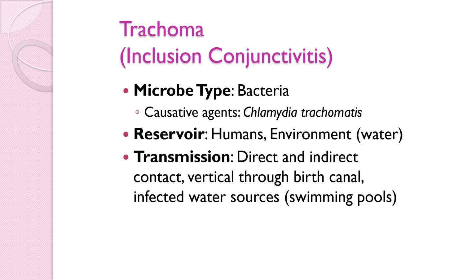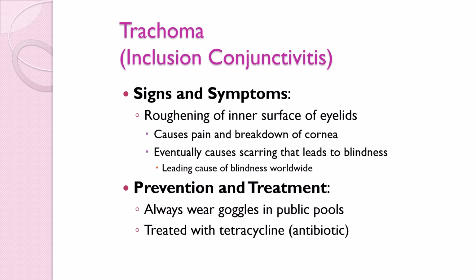So let's talk about some signs and symptoms. Okay, so we've got a roughening of the inner surface of the eyelid, which is going to cause pain and the breakdown of that shield that covers the iris and pupil of the eye, the cornea. Now, over time, if that roughening of the eyelid, and you're constantly blinking and rubbing your eyelids over that cornea, can cause scarring, which will lead to blindness in the long run. That is why trachoma is the leading cause of blindness worldwide.